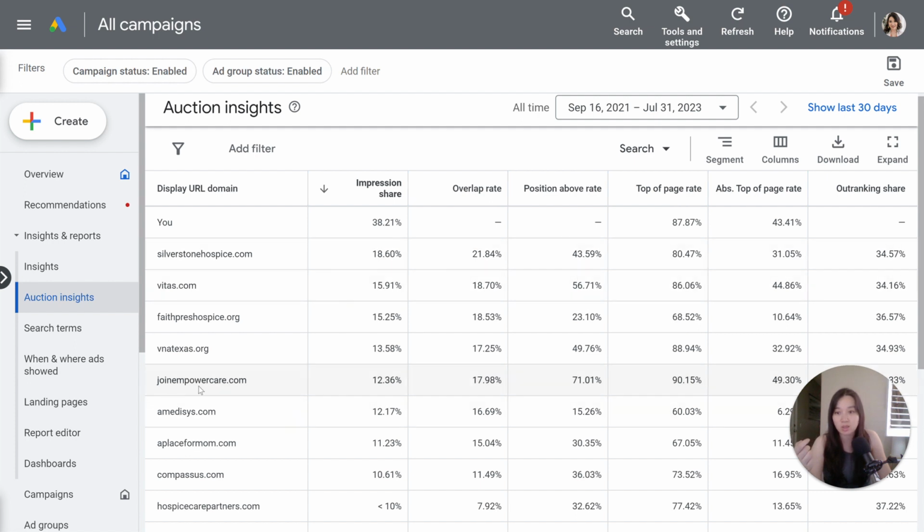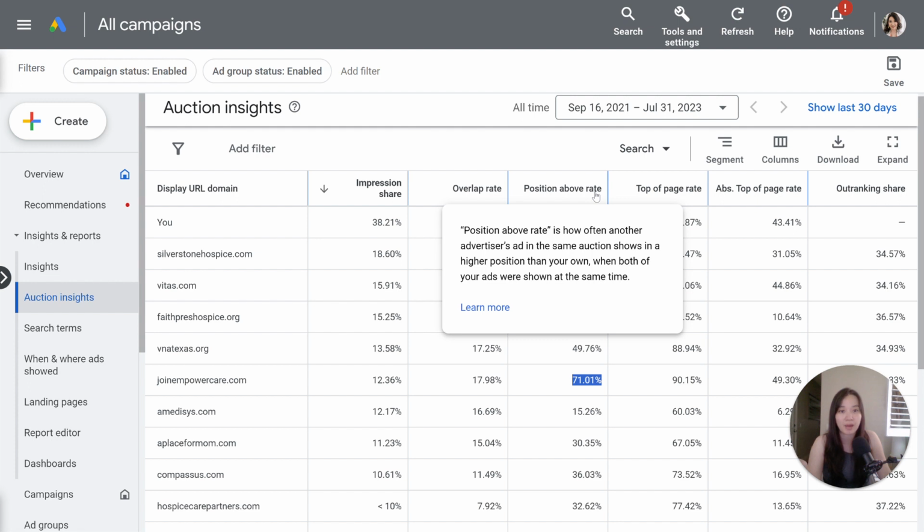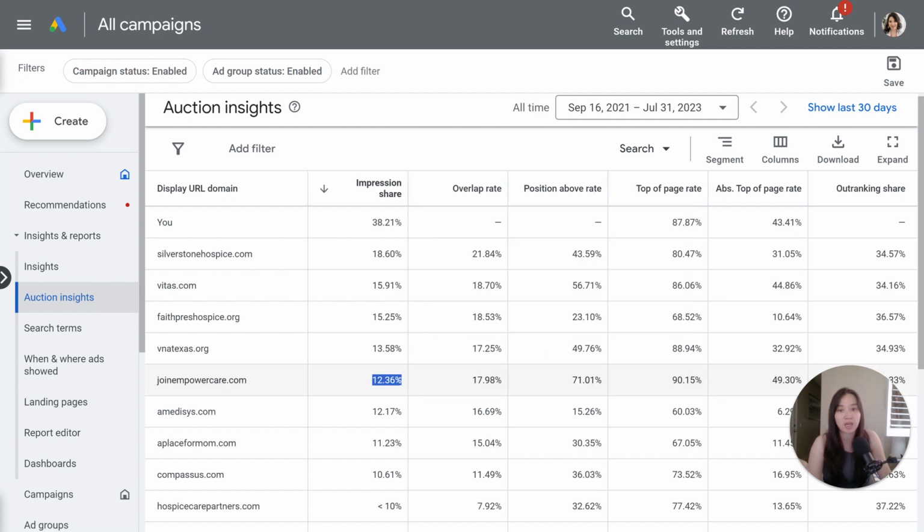In this case, Join Empower Care is appearing above us in the position above rate a higher number of times, but they only have a 12% impression share, so barely anything. So I wouldn't be too concerned about that.